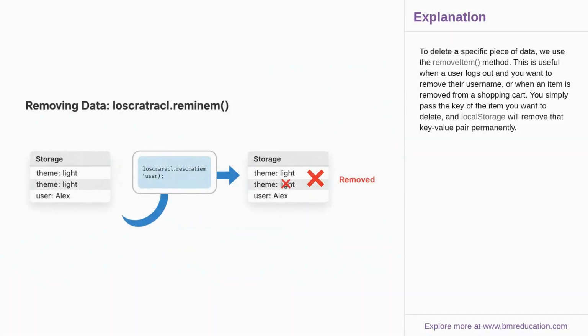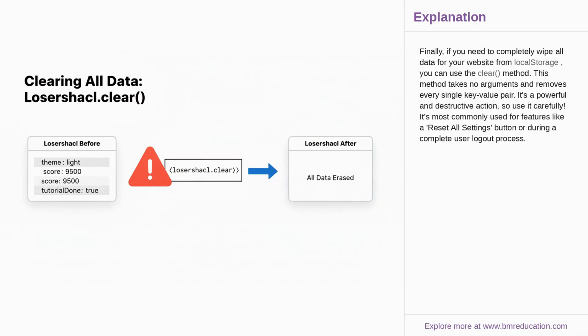To delete a specific piece of data, we use the removeItem method. This is useful when a user logs out and you want to remove their username, or when an item is removed from a shopping cart. You simply pass the key of the item you want to delete, and local storage will remove that key-value pair permanently.